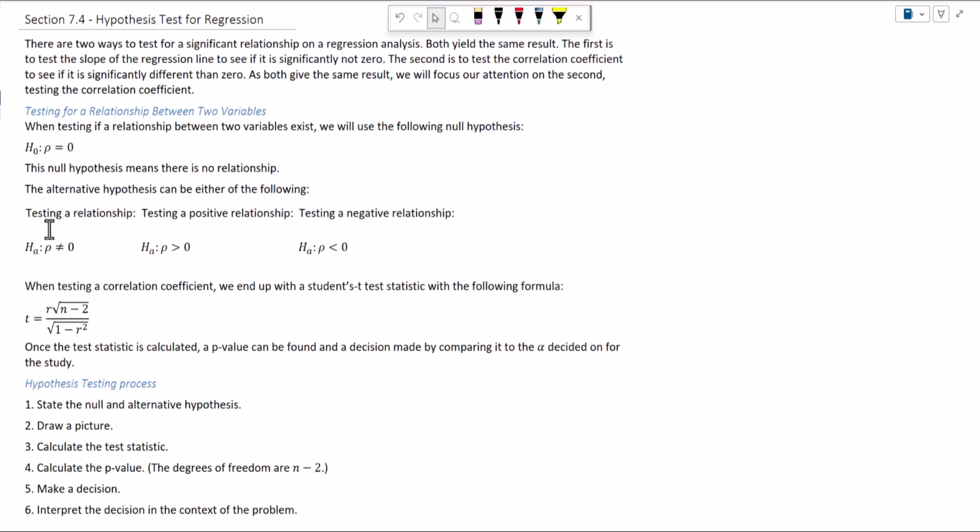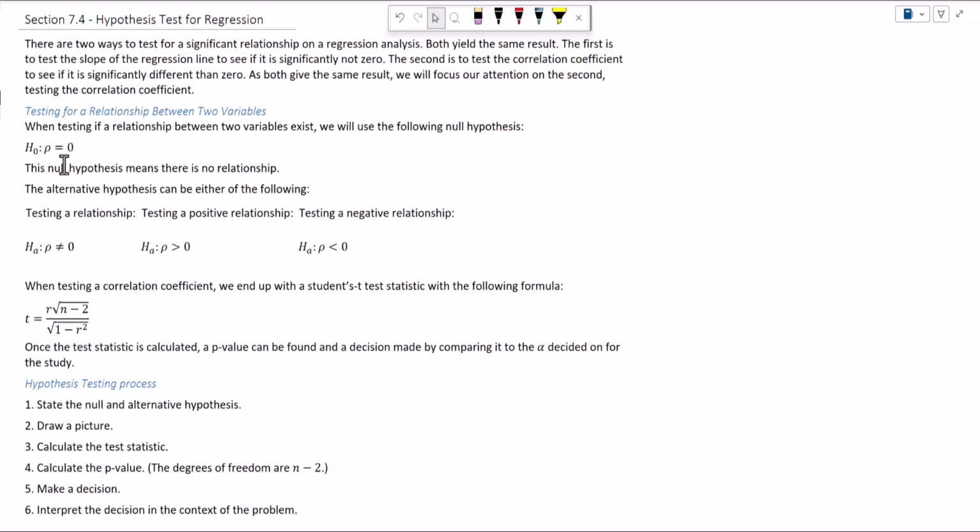All right, we're here to talk about section 7.4, and it's hypothesis testing for regression. With these, we have a couple different ways we can do it, and we'll choose to focus on testing the correlation coefficient, because we've been finding the correlation coefficient for a longer time. So our null hypothesis with these ones, I think, is rho equal to 0.